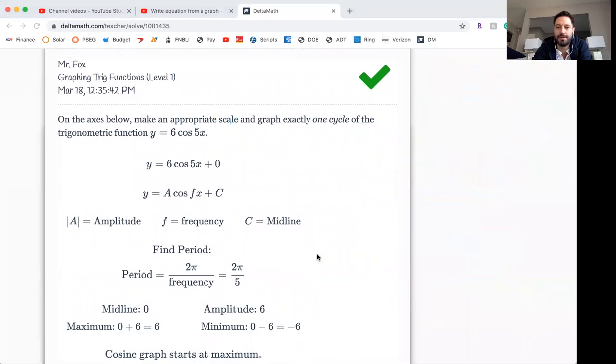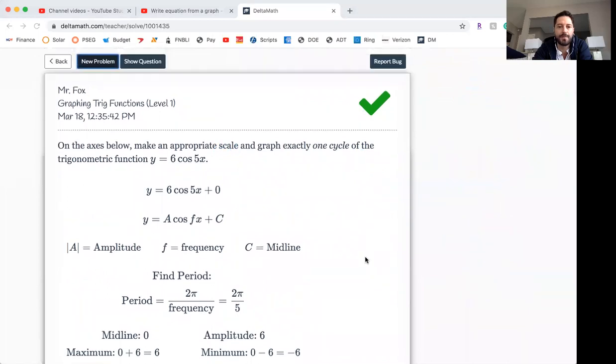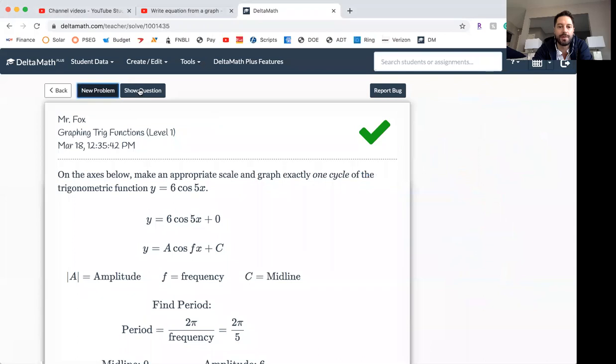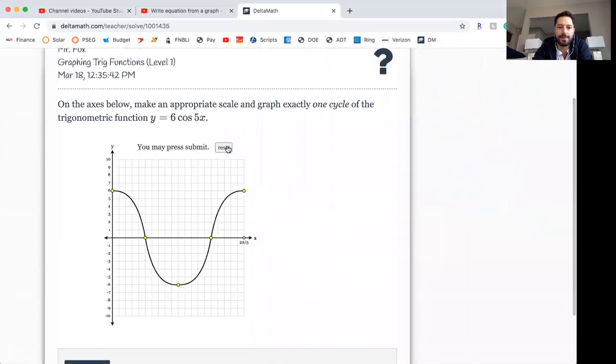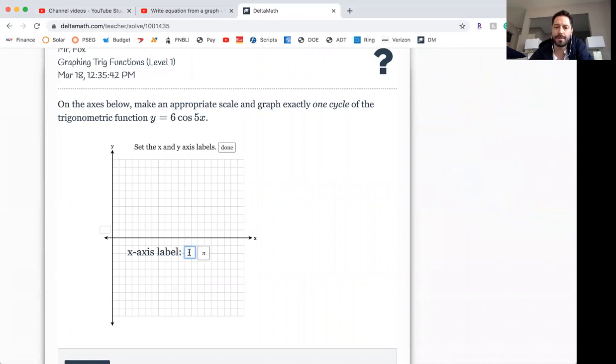Now let me show you a different way that that could have gone. So I'm going to go back to show question, and I'm going to reset it. We know that this was, again, I already forgot, the period was 2 pi over 5, I believe. Yeah, so the period was 2 pi over 5. Recall that.